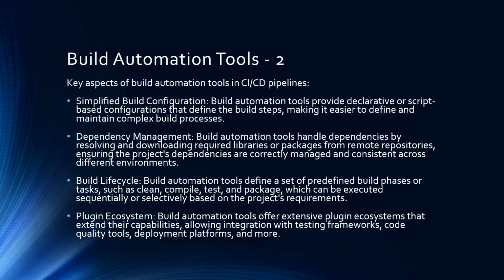Regular dependency updates. 2. Build script version control. 3. Performance monitoring. 4. Security scanning. 5. Documentation maintenance. Remember, effective build automation is about creating reliable, repeatable processes that support your CI/CD pipeline.